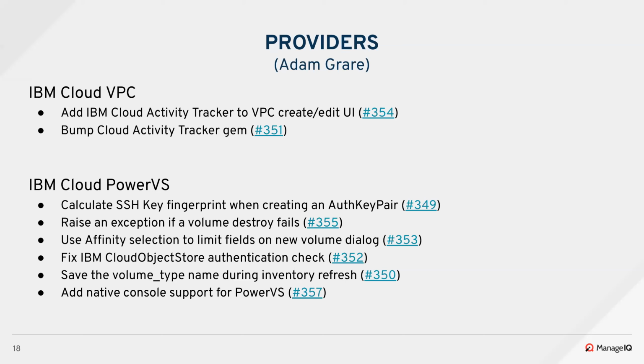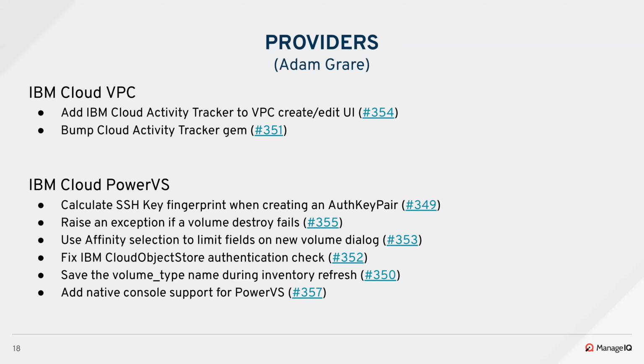Jay added a PR to raise an exception if a volume destroy fails. It was catching the exception, logging the failure, but was eating the exception as opposed to re-raising it. So it looked like it succeeded even though it didn't. So he fixed that up.